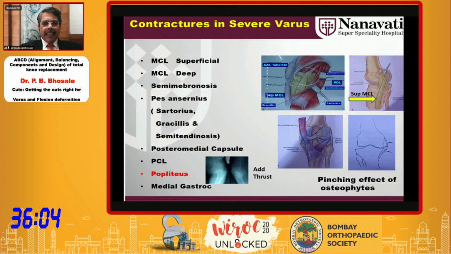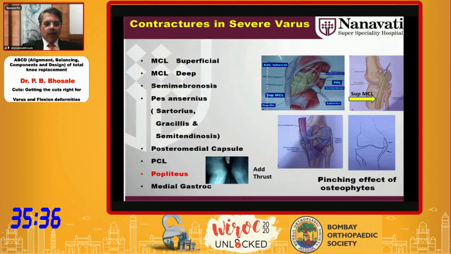One important thing, it is not only the bone or only the soft tissue. Both have a complementary effect for surgery, and you should know both the things correctly. It is not mainly bony, both are complementary to each other, and you should understand the anatomy and tight structures. So MCL, semi-membranous, these are the tight structures, posterior-medial capsule, PCL.